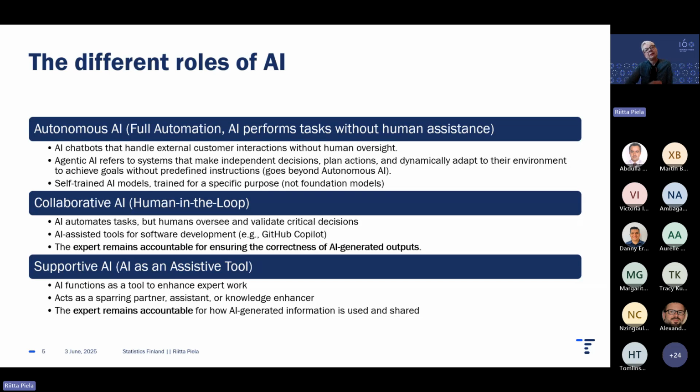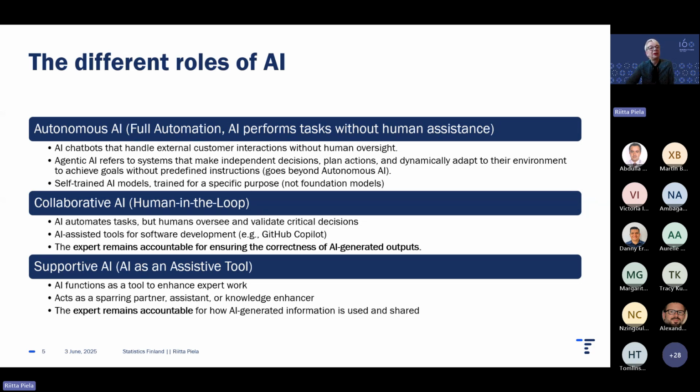You can always take different kinds of lenses, and one lens is that you study AI from the roles of AI. For example, this supportive AI. AI has a very clear assistive role, and that's very clear nowadays for everyone. And it's a tool to enhance expert work, and it acts there as a sparring partner or knowledge enhancer. And there the expert always remains accountable for how AI-generated information is shared and used.